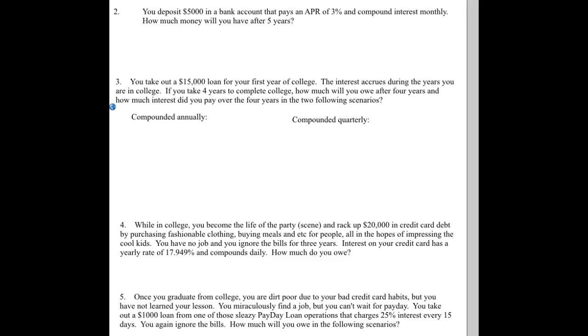All right, number 2. It says we are depositing $5,000 in a bank account that pays an annual percentage rate of 3% and compounds the interest monthly. How much money will we have after 5 years? I want you to try to just set this up. Don't type it in your calculator until you've checked with somebody else at your table.